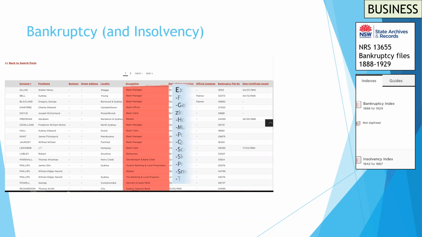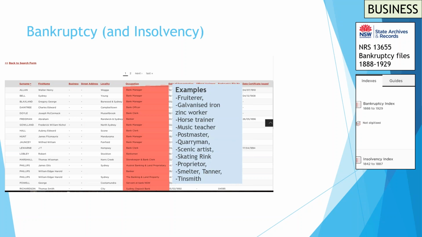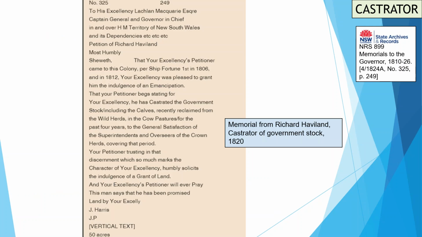Just a bit of an example of the sort of jobs that you'll find in there. There are many though, there's far too many for a list. Now this is just one from the earlier times, memorials to the governor. It's for the castrator of cows in the official herds. That one was found under memorials to the governor.